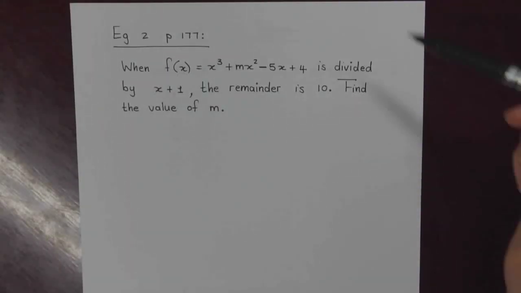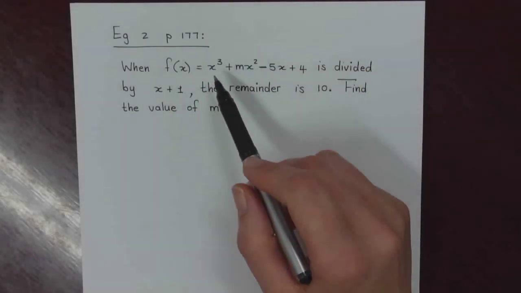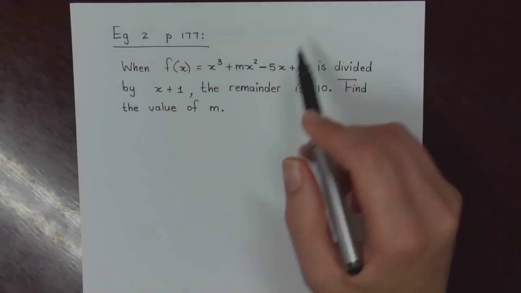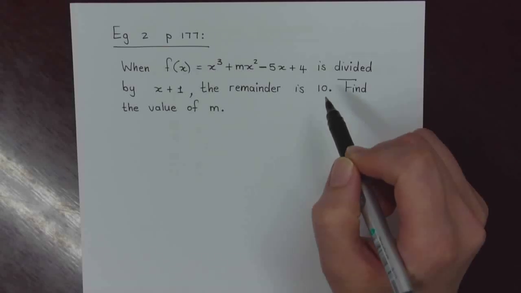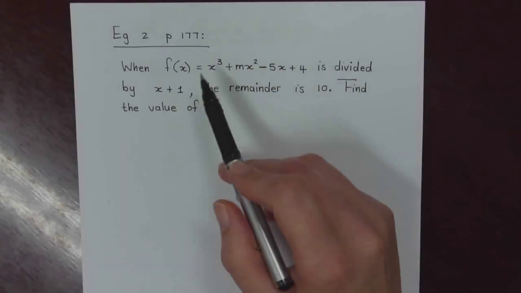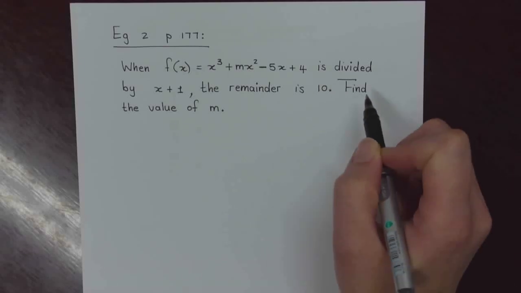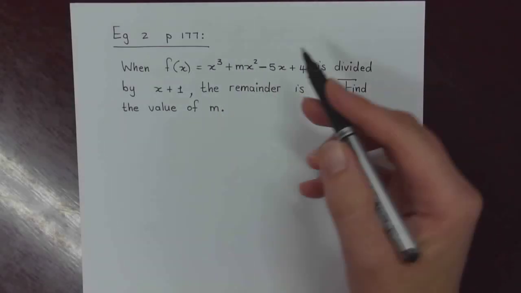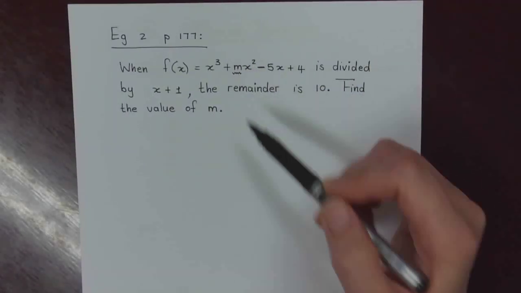So in the next question, example 2 on page 177, they say, when f(x), which is equal to x cubed plus mx squared minus 5x plus 4, is divided by x plus 1, the remainder is 10. So now they tell you, this is the polynomial, this is the divisor, and that's the remainder. So they've given you the remainder, but they now ask you to find the value of the variable m. So right there is a value, m, that I don't know what that is equal to.